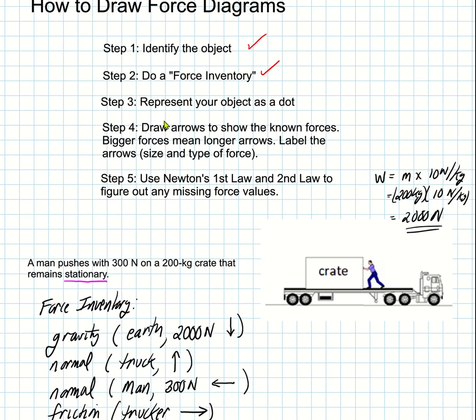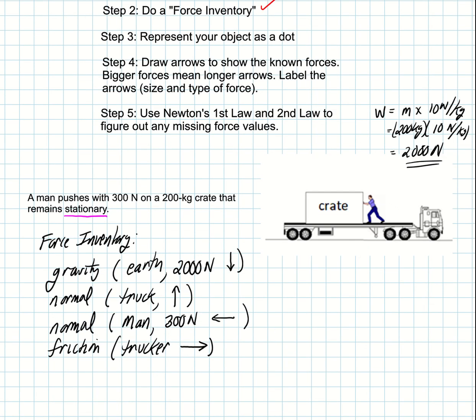Number 3, represent your object as a dot. Now, you could just draw a little box down here if you want, but I'm just going to do it kind of the way it says. So I'm going to represent the object with a dot. So the dot I just drew is the crate. If you want to draw a little box that looks more like the crate, that's fine too. That was fast. Done.